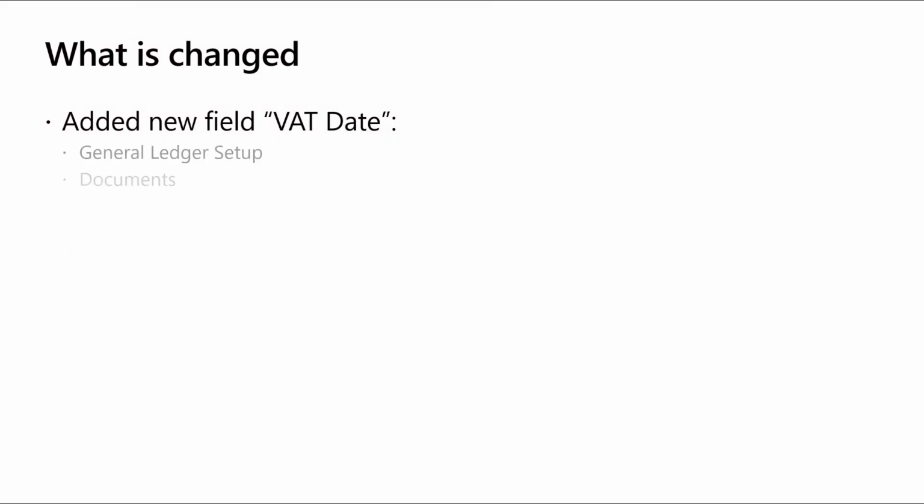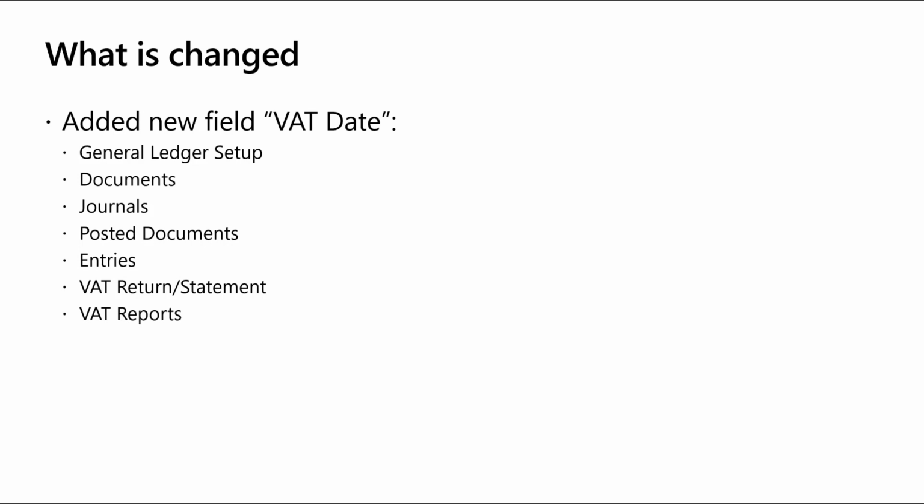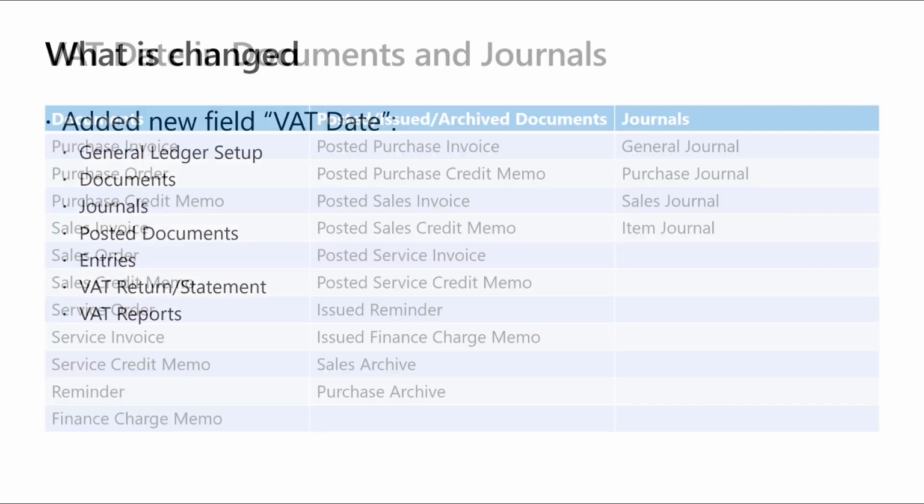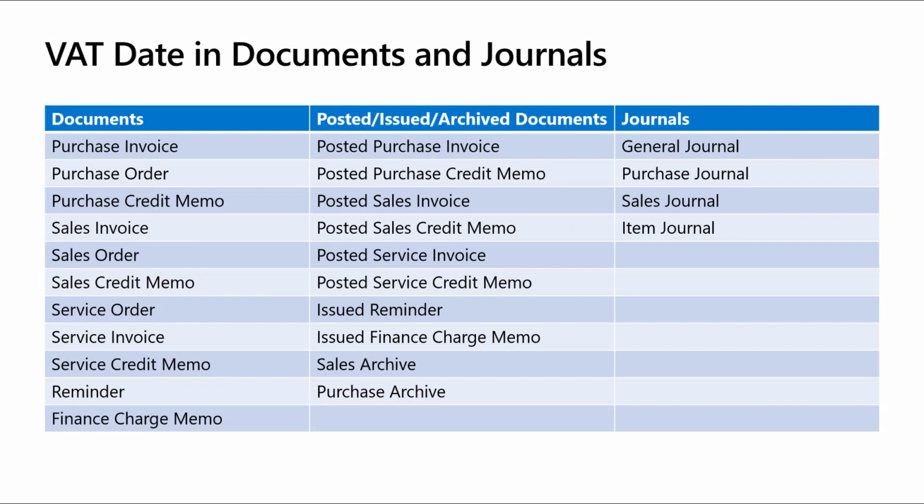We made a lot of changes on many different tables, and I first wanted to group them into a few different types. First, as you already saw, we have the general ledger setup. After that, we have documents and posted documents, and journals also. We have entries, and then you can find VAT return, VAT statements, and some other VAT reports and different reporting for VAT. If you look at objects, where exactly you can use VAT date, you can see this table, and that means in almost all processes you can now use VAT date.